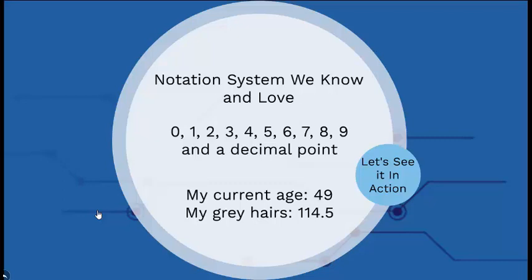My gray hairs, there's actually 114.5. Interestingly, one of my hairs is half gray, half brown. Don't know what's going on there. But this notation system works so well for us.